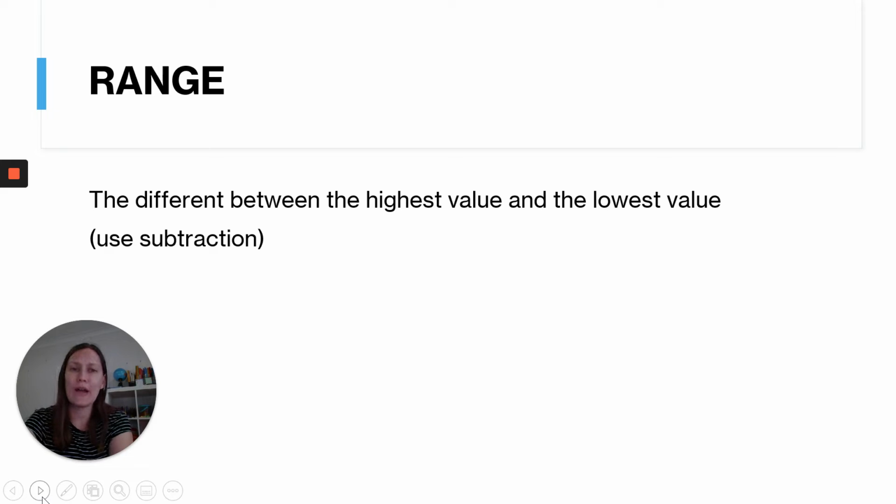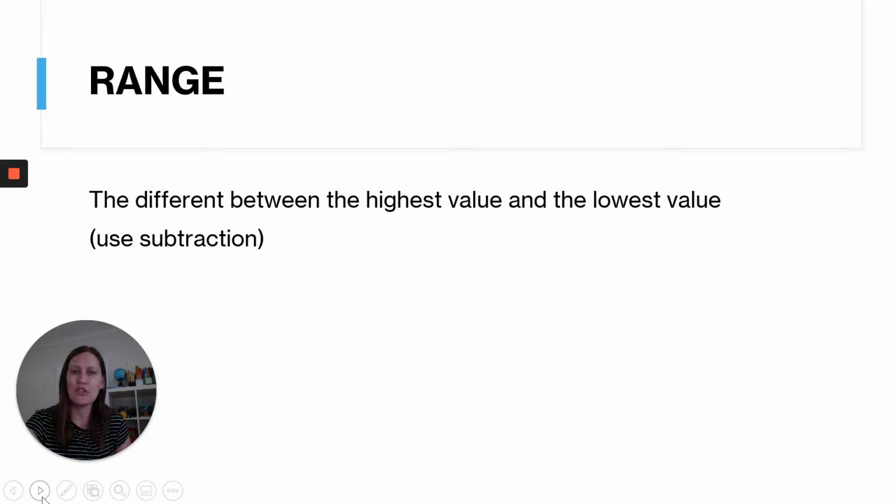And finally, the range. And we're just talking about the general range, not interquartile range or any of those more complicated values or measures, which actually aren't that complicated. And if you need some help working that out, then shoot me an email or drop me a comment on this video and I can help you with that as well.